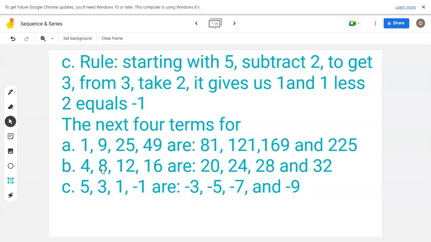For B, we can see it is addition of 4: 20 plus 4 is 24, then plus 4 is 28, plus 4 is 32, and so on and so forth. For C, we have minus 1, minus 2 gives minus 3, minus 3 minus 2 is minus 5, minus 5 minus 2 is minus 7, and minus 7 minus 2 gives us minus 9. That's how it goes in that sequence.